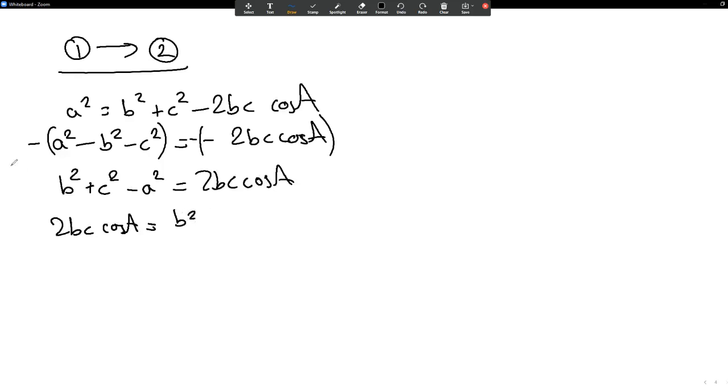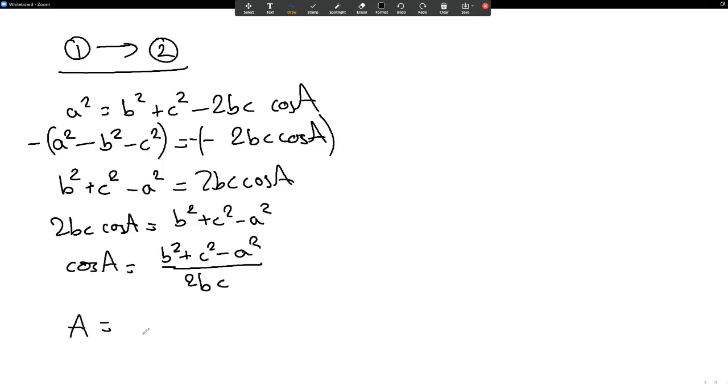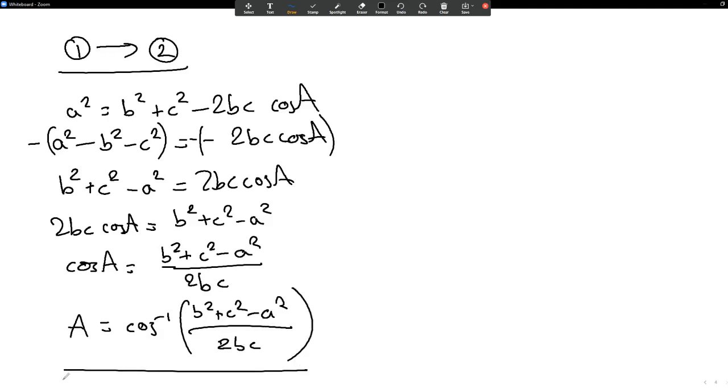Now maybe you can already see that it's looking a little bit similar. Now we need to divide through by 2bc to get cos A by itself. So we get b squared plus c squared minus a squared over 2bc. And now, again, we just apply the inverse cosine to both sides, giving us equation 2. So we went from equation 1 to equation 2. But this is when you want to find an angle, and you have all three sides.